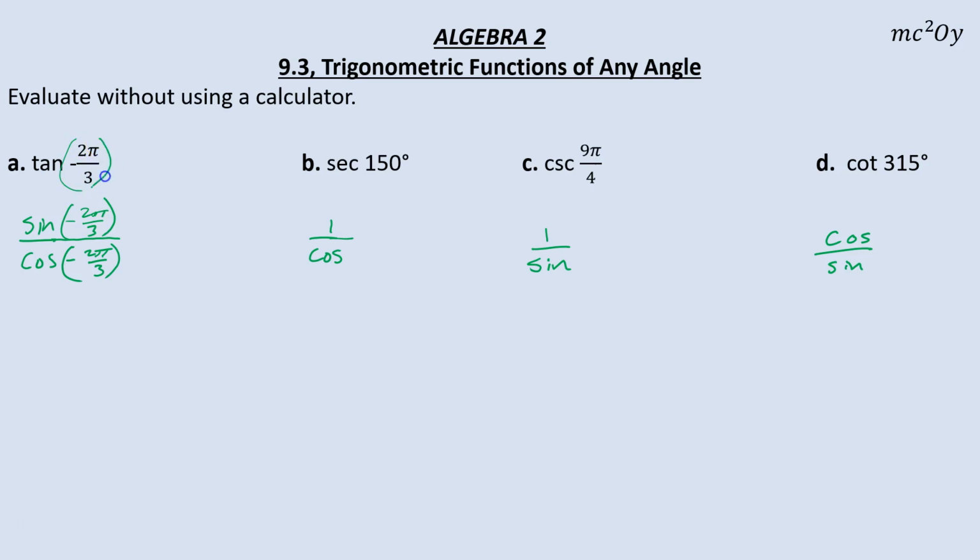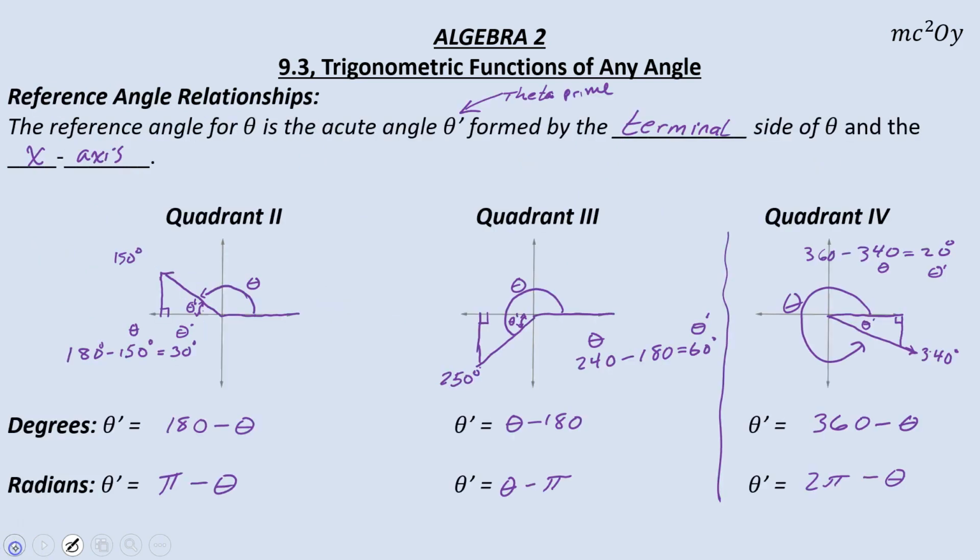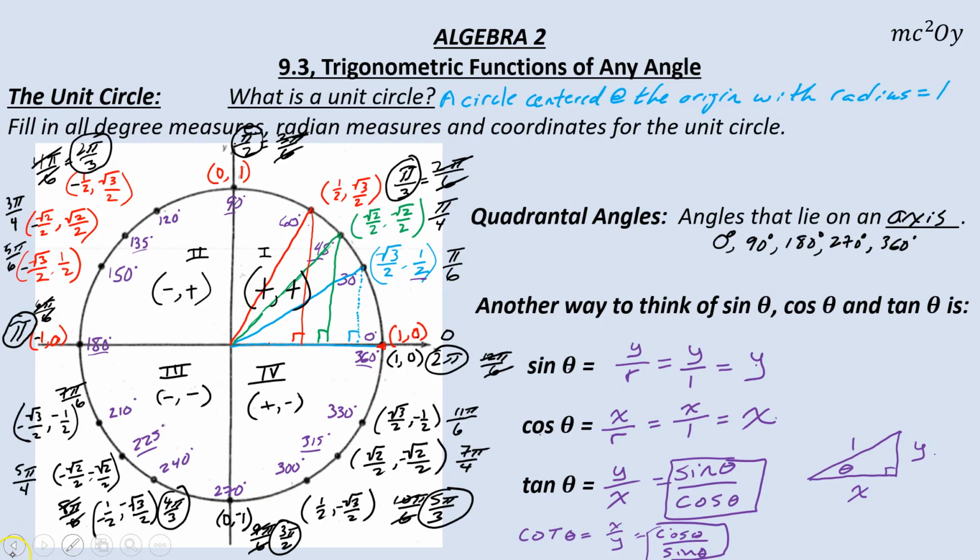This should have been in parentheses as well. Okay. Well, what is the sine of negative 2 pi over 3? Well, you've got to think to yourself, where is negative 2 pi over 3? Well, you can go backwards on your unit circle, if you have that in front of you. You can say, well, I'm going to go down like 1 pi over 3 is.